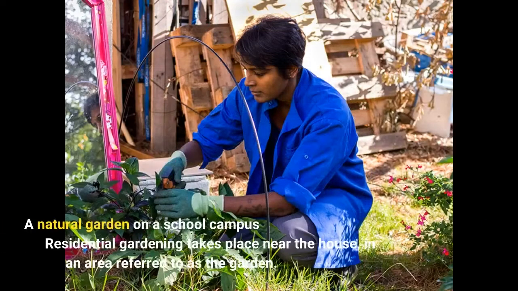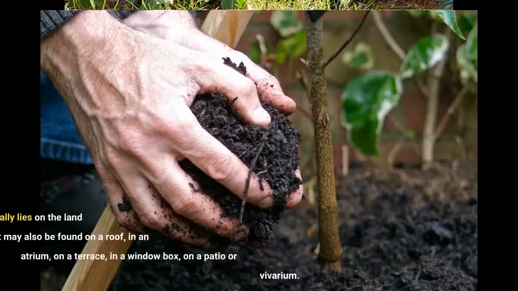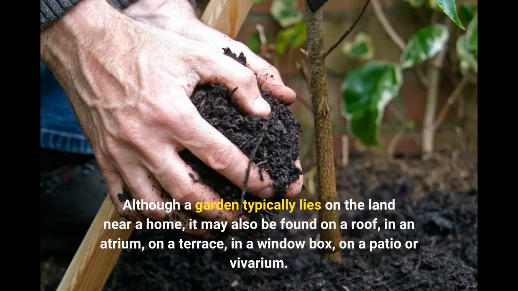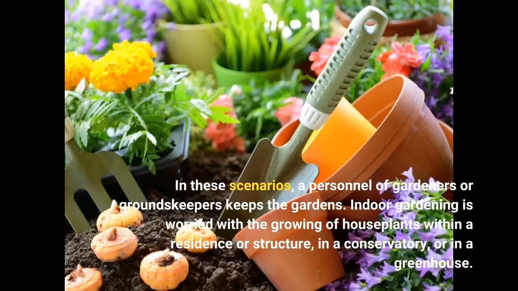A natural garden on a school campus. Residential gardening takes place near the house, in an area referred to as the garden. Although a garden typically lies on the land near a home, it may also be found on a roof, in an atrium, on a terrace, in a window box, on a patio or vivarium. In these cases, a staff of gardeners or groundskeepers maintains the gardens.